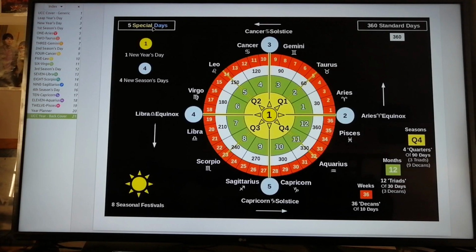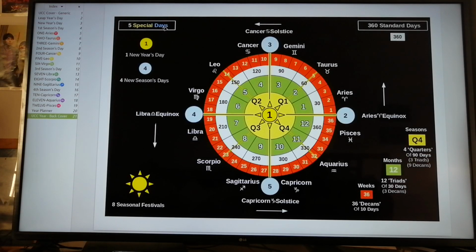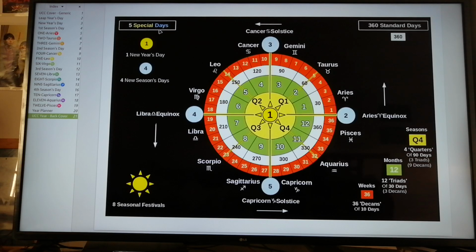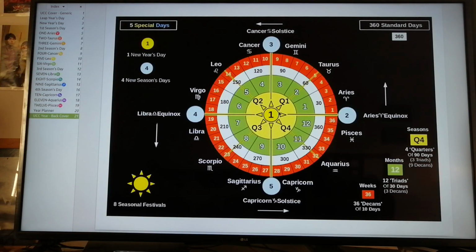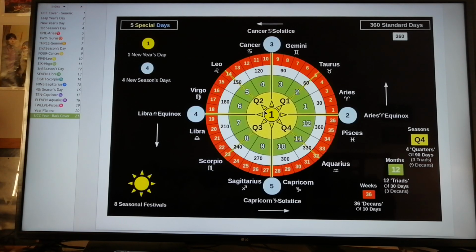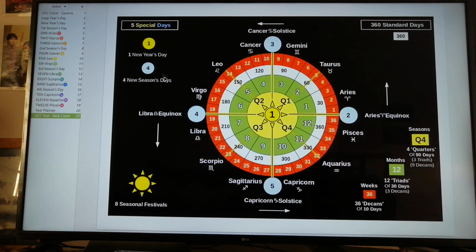But then with the UCC, we have 5 special days to make up the 365 days of the year. So 1 special day for New Year's, which I show in the middle, and 4 new seasons days.